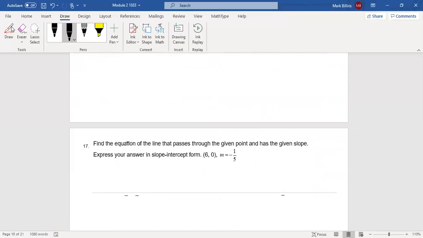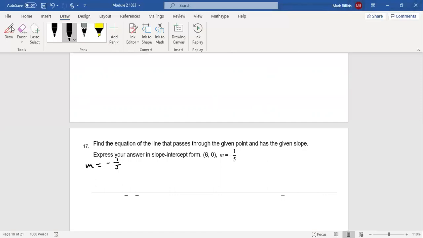Okay, so now it says find the equation of the line that passes through the given point and has the given slope. So notice in this case, the 0 is with the y and not the x. So this is not a y-intercept, it's an x-intercept. So we can't go directly into slope-intercept form. Remember, step 1 was to find the slope. Well, the slope is given: m equals -1/5.